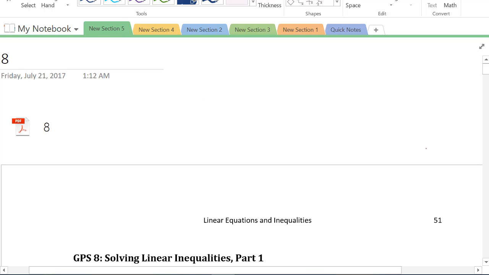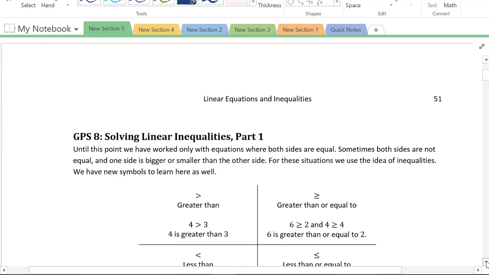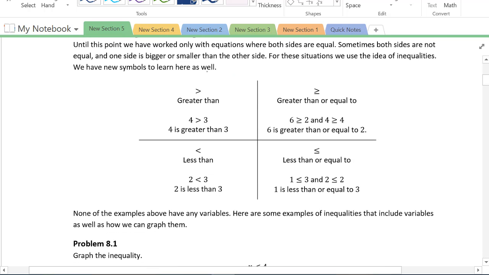So let's go back. Yeah, that's the greater than symbol. This one is the greater than or equal to symbol. This one is called the less than symbol. And this one is called the less than or equal to symbol.